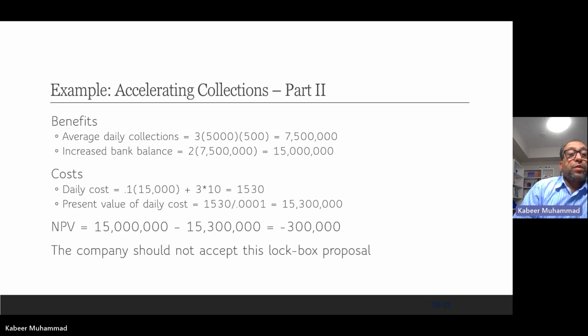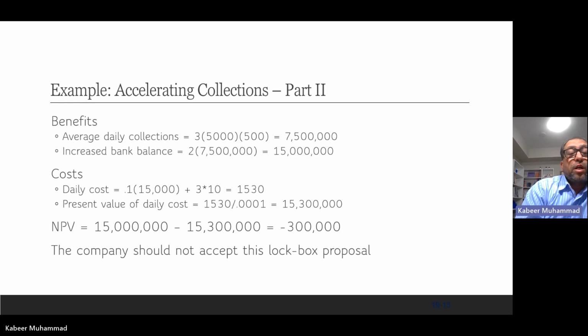Now, what is the cost of this? Daily cost is like we have to pay 0.101 percent for 1 day, because out of 3 days we are reducing. So for 1 day, 15,000 plus 3 into 10, these three locations, 10 per check. So these are the number of checks, right? And this is per check we have to pay. And this is the three locations, $10 wire transfer.